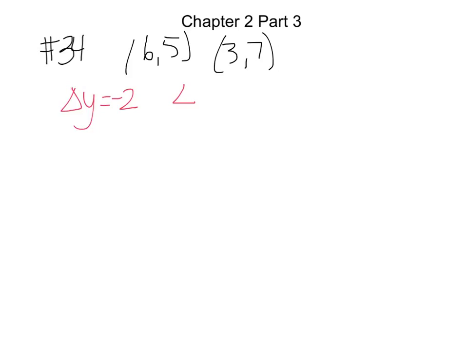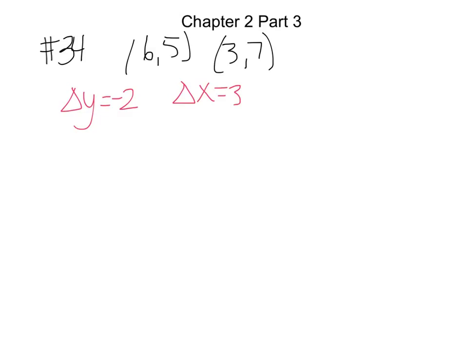Chapter 2, Part 3, we are looking at finding the slope of a line without graphing. We're going to take a look at number 34, which is on page 16. So Gloria has these 2 points, (6, 5) and (3, 7). And she tells us that her change in y is equal to -2, and her change in x is equal to 3.